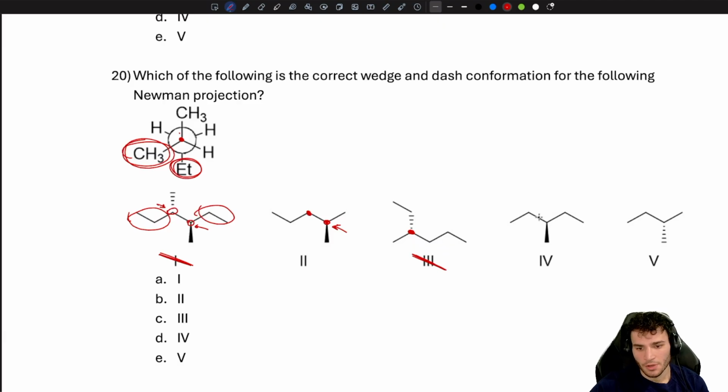On structure 4, your numbering would be wrong, right? So you would be missing a methyl. So if you started from here or here, you'd only have one methyl on the front carbon. So this is wrong. And then on structure 5, if you looked at this carbon, you're missing an ethyl and you're missing a couple more carbons. So this would be wrong. So the only structure that really makes sense is structure B, or structure 2.